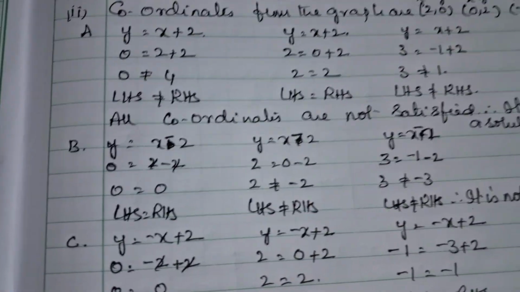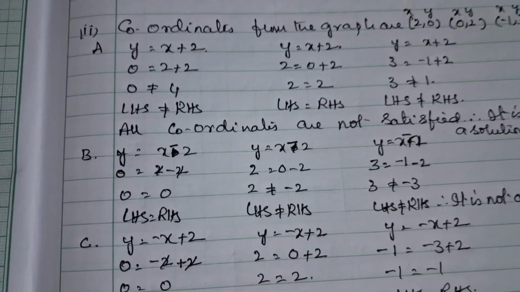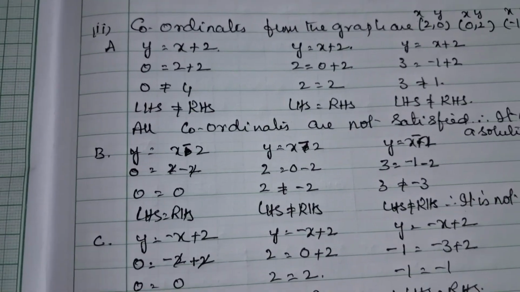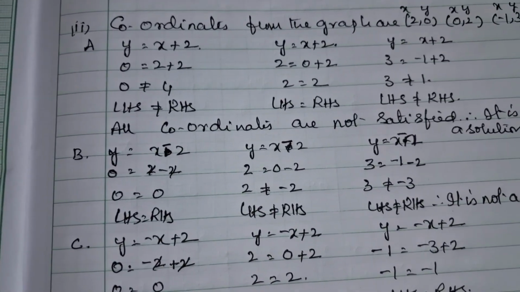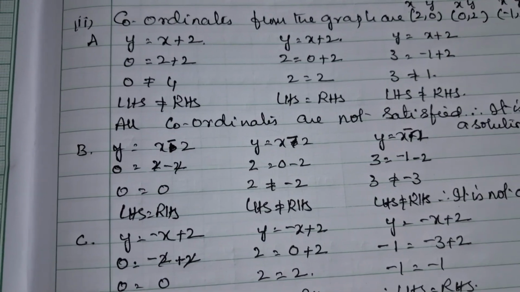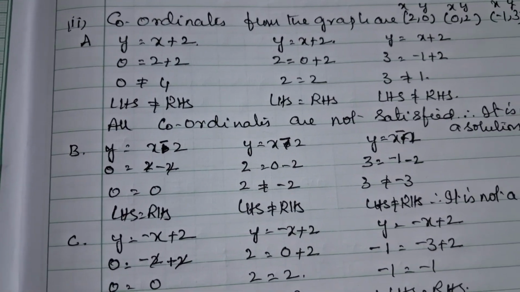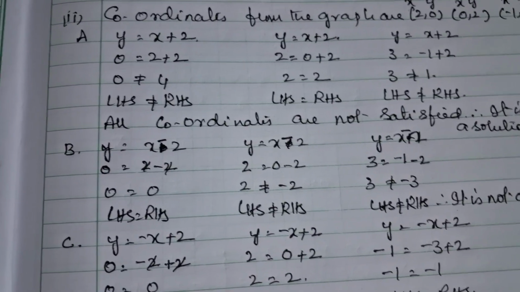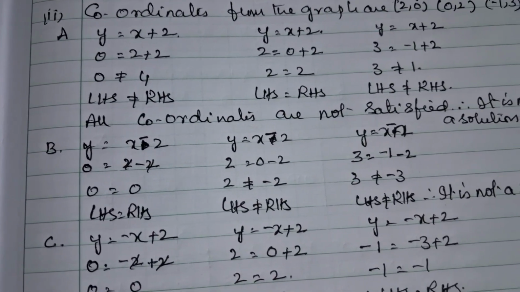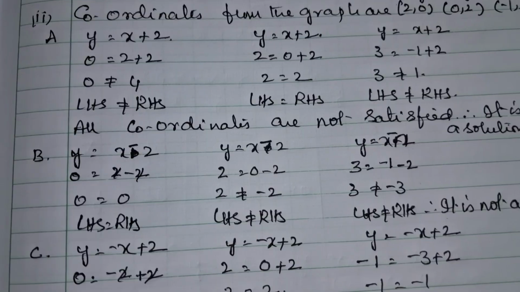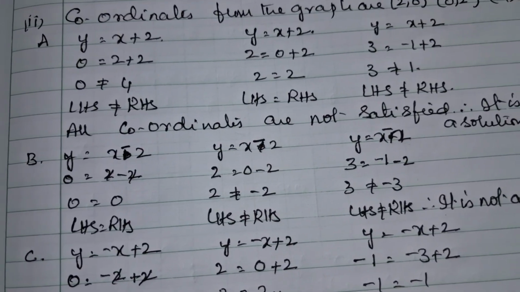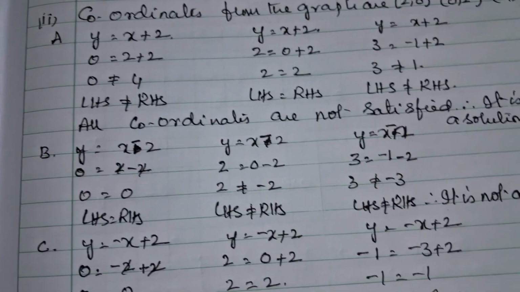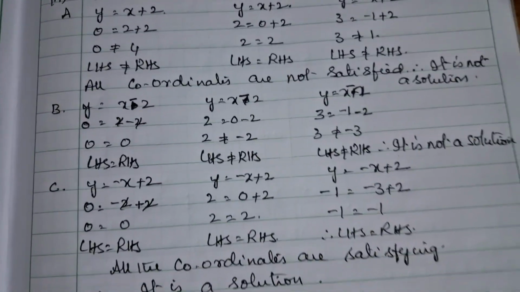Even in this B, y is equal to x minus 2 is the equation given. So, if y is 0, x is 2. 0 is equal to 2 minus 2, of course 0. LHS is equal to RHS. But for the second one, y is 2, x is 0. 0 minus 2, so the LHS is not equal to RHS. Similarly, y is 3, x is minus 1. Minus 1 minus 2 is not equal to 3 either. So, only one LHS and RHS are equal, others are not equal. So, it is also not a solution.